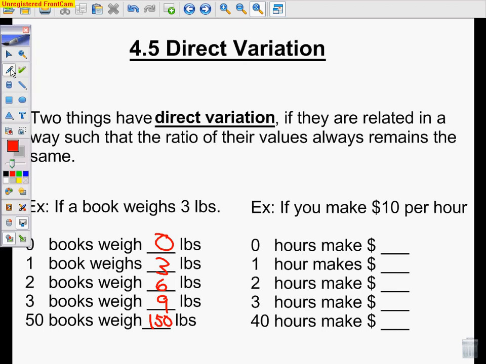Here again is another example of direct variation. If you make $10 an hour, then in 0 hours, you make $0. 1 hour, you make $10. 2 hours, you make 20. 3 hours, you make 30. And 40 hours, you would make 400. It's a constant increase by 10 per hour, just like the books constantly increase by 3 pounds per book.